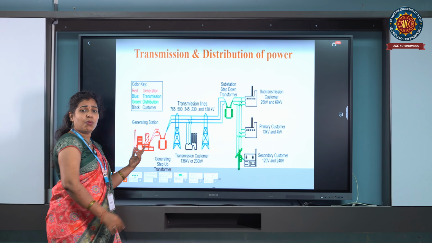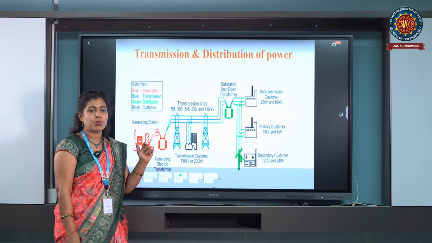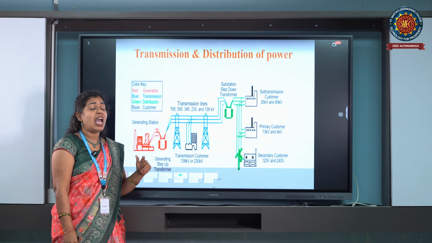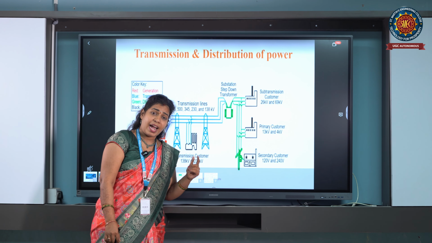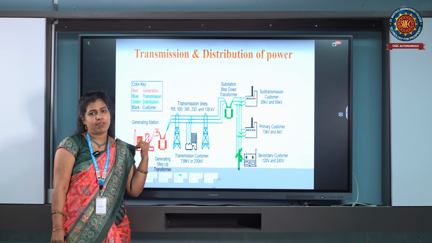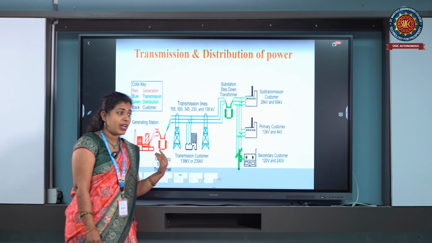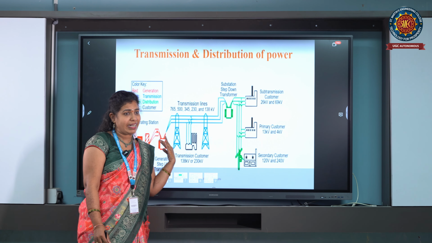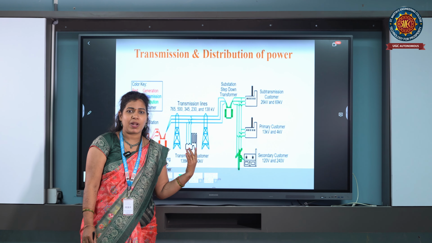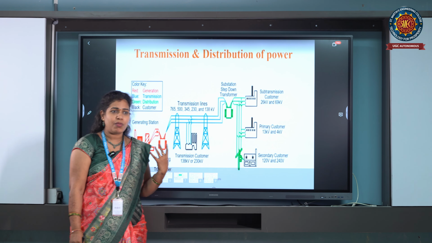And how is the power generated? The power is generated in different ways: thermal power plants, hydro power plants, wind power plants and nuclear power plants. Mostly we generate the power using thermal power plants, that is, using coal. By combustion of the coal we get heat.